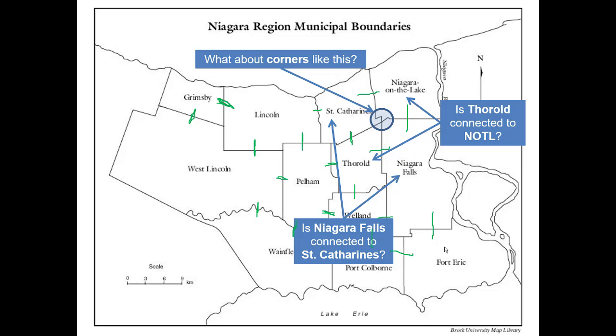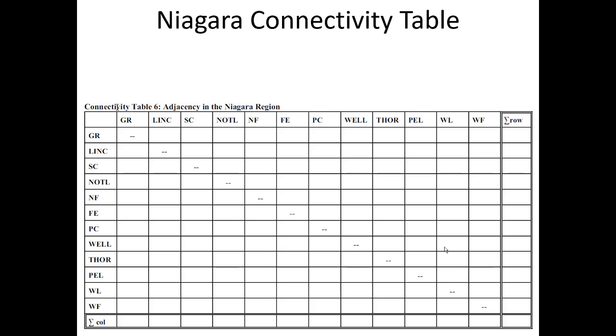And is Thorold connected to Niagara-on-the-Lake? We also want to think about that. In this particular instance, I'm going to say no, it is not, because we are going to consistently apply the rule: we code as a connection, because this is actually a kind of coding, only in cases where more than a corner meets. And with that in mind, we can now start to work through this Niagara connectivity table.